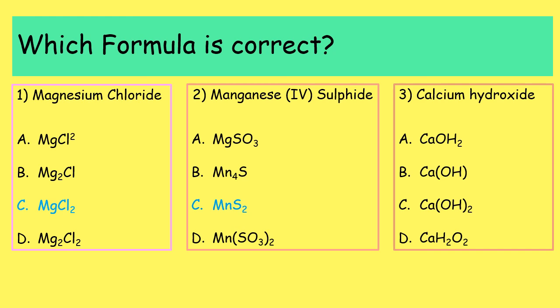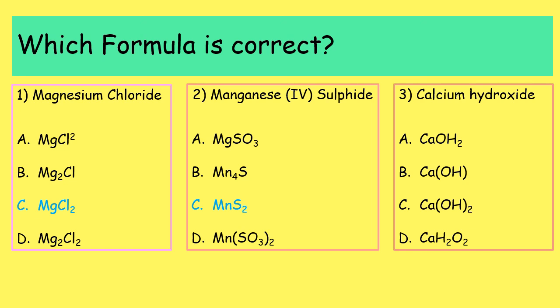For magnesium sulfide, magnesium has a valency of 4, sulfide a valency of 2. When you swap and divide, you end up with 1 magnesium and 2 sulfur, so it's MgS2.